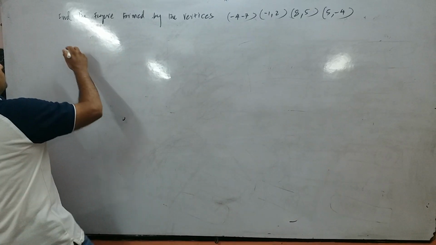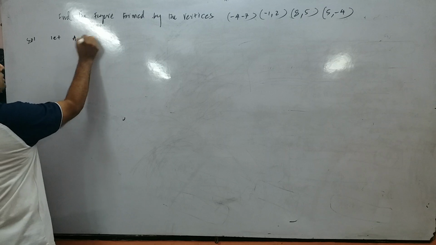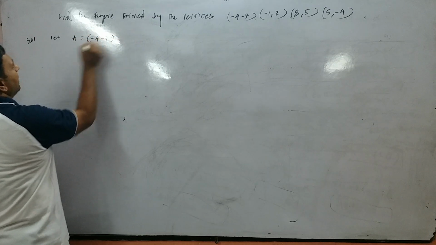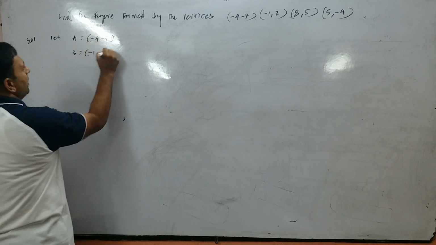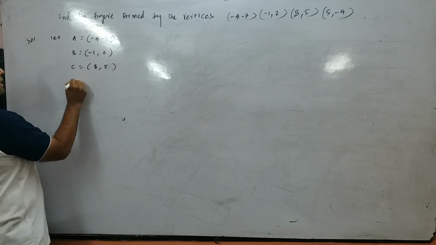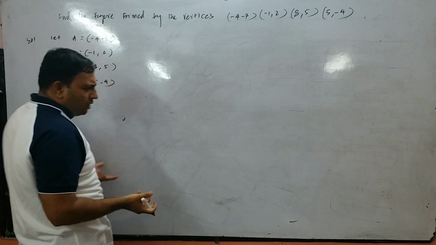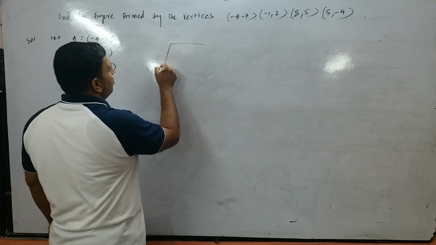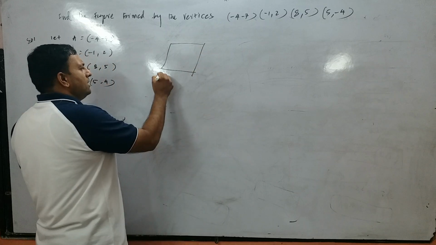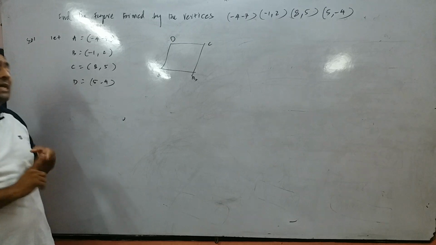Let us try to name these vertices. Let A be (-4, -7), B is (-1, -2), C is (8, 5), D is (5, -4). Meanwhile, for the time being, we do not know what kind of figure it is. Temporarily, I will take some four-sided figure. This is A, this is B, this is C, this is D. What we have to do is take things in cyclic order.